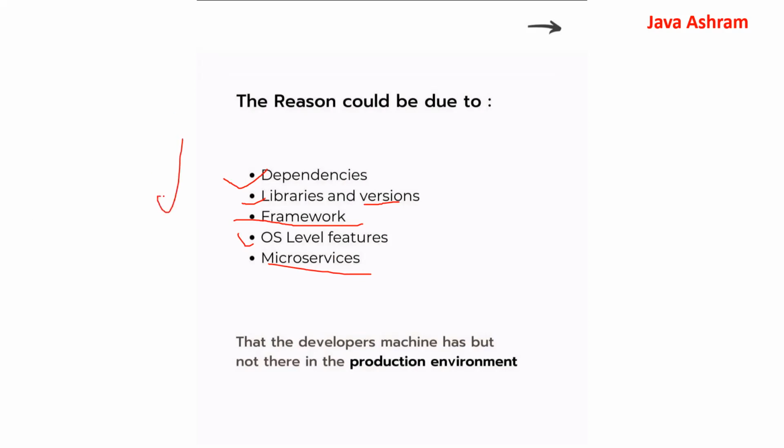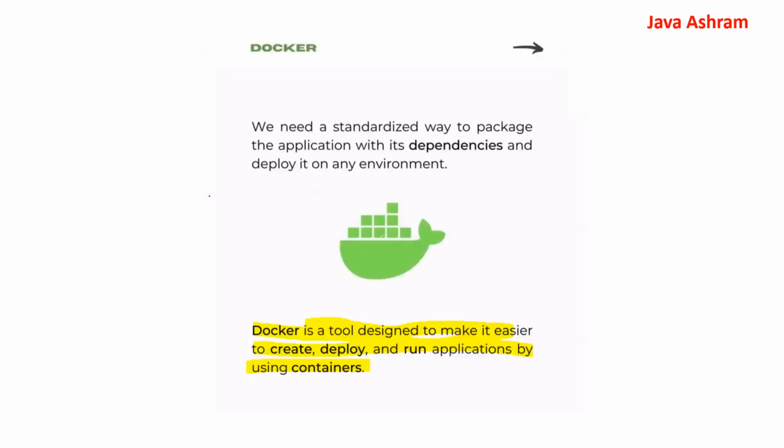So these are the things that could differ from the development environment to the production environment, and these dependencies exist with your applications on the developer machine but are not there in the production environment. So we need some kind of standardization to package the application with all its dependencies and deploy it on any environment, whether it's your stage environment, QA environment, or production environment. Docker plays the role here.